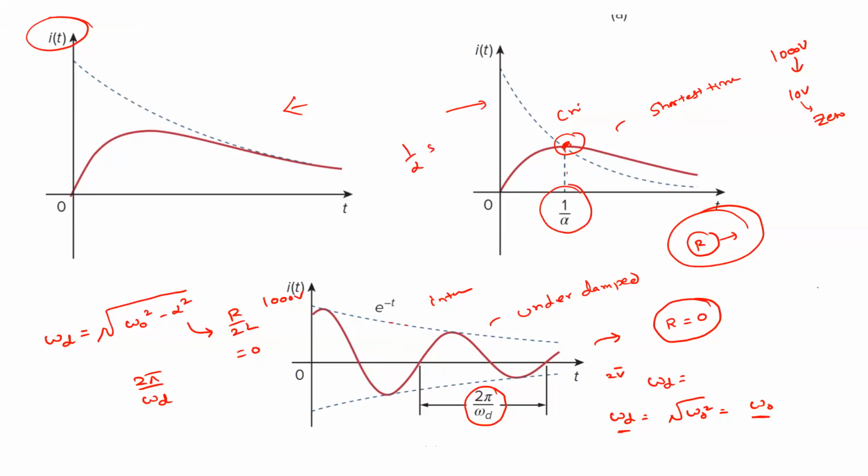Another point: this kind of nature is known as ringing. We have a lot of applications for second order circuits. Especially, we use second order circuits in discharge lights.